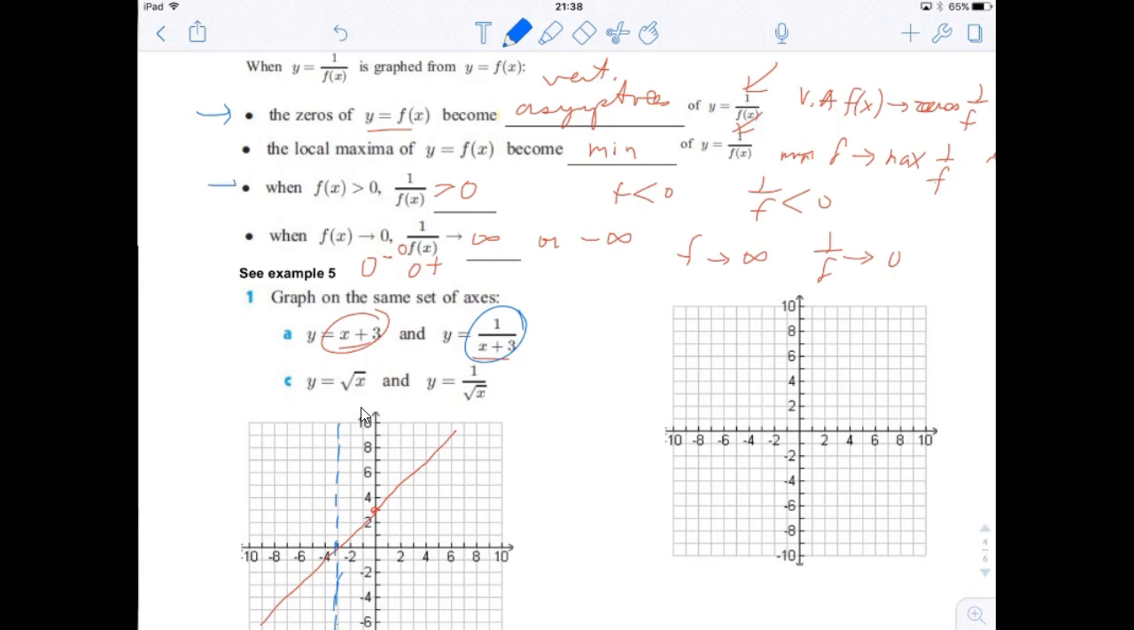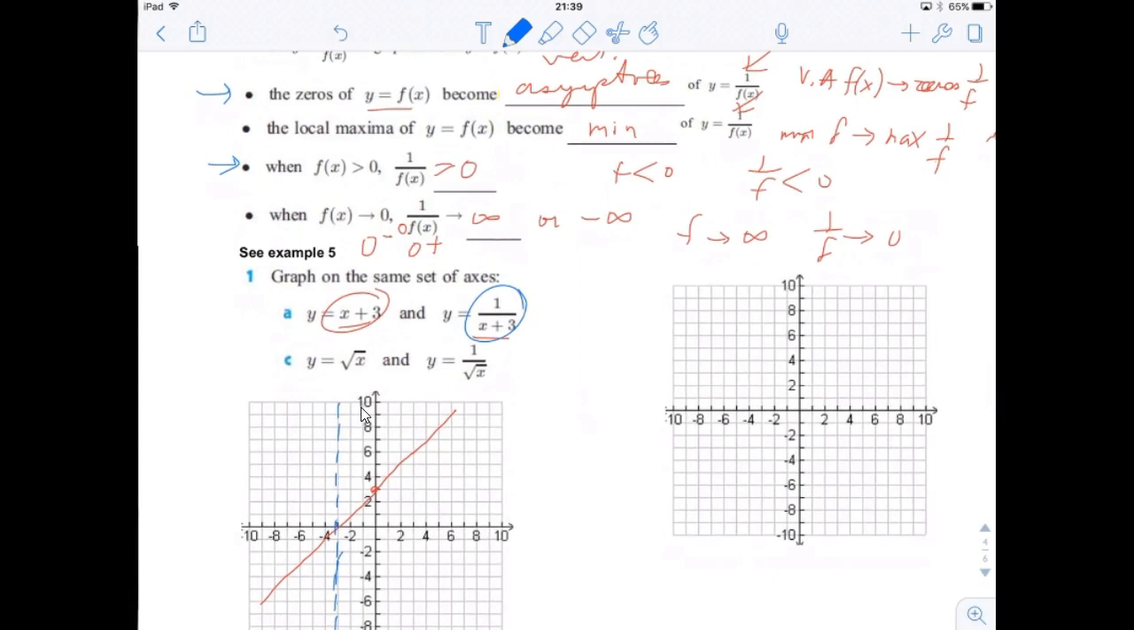When f of x is positive, then 1 over f of x is also positive. Okay, that's interesting to know. So that means our reciprocal function is going to be in the region here when the red function is positive, and it'll be down here when the red function is negative. Okay? When f of x approaches 0, then 1 over f of x approaches infinity. Okay, and let's try to graph based on that.